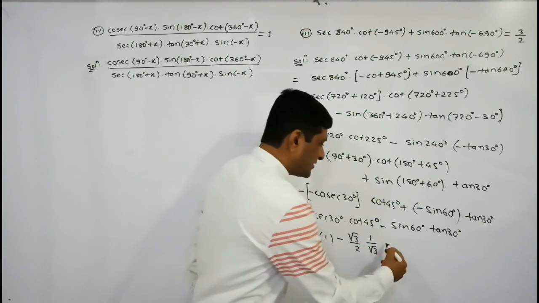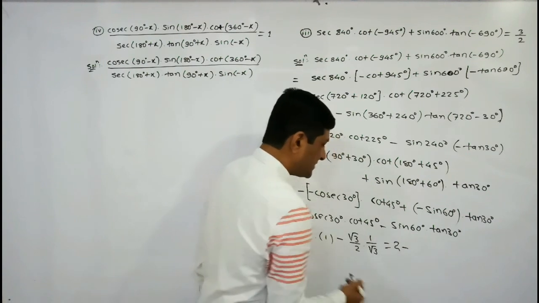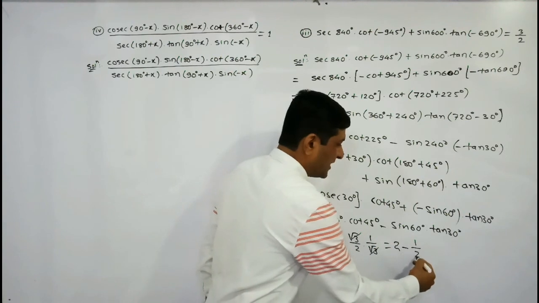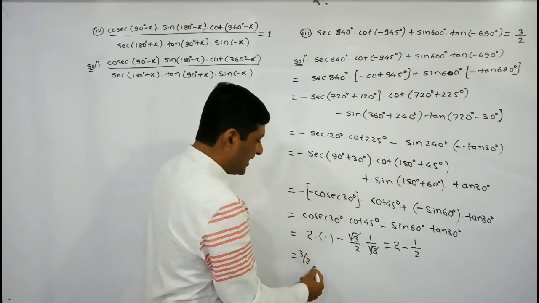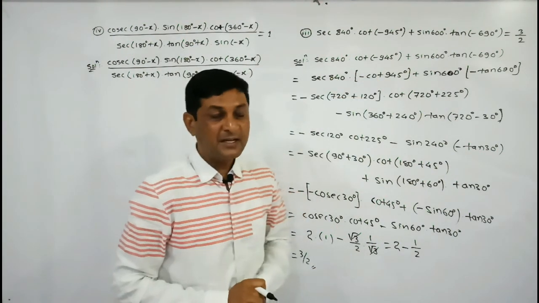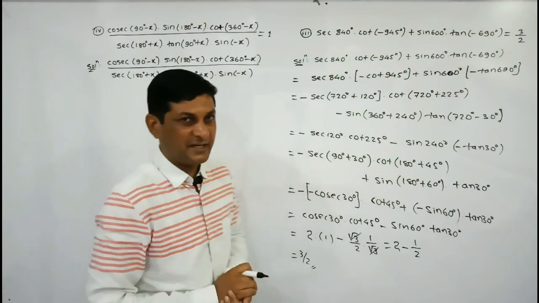So which is equal to, now 2 into 1 will be equal to 2, minus here root 3 and root 3 will get cancelled, the remaining term will be 1 by 2, and 2 minus 1 by 2 will be equal to what? 3 by 2. Here we can observe that 3 by 2 is our required right hand side. In this way, simplifying the left hand side, we have got our required result, the right hand side.